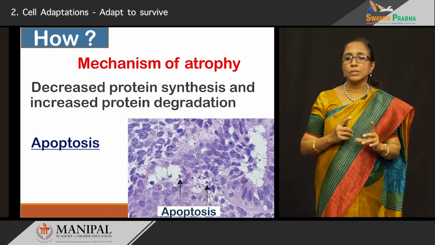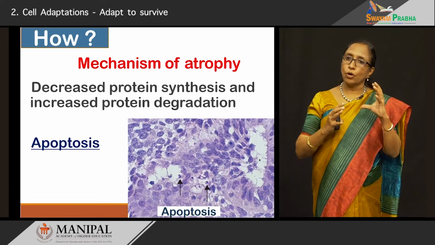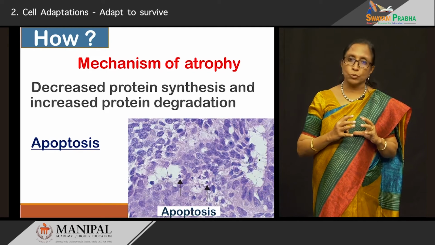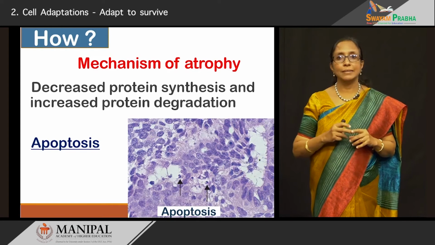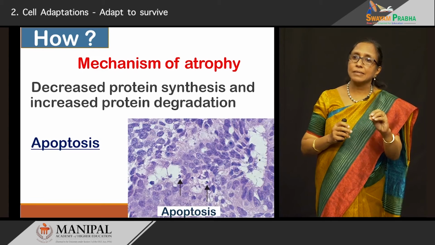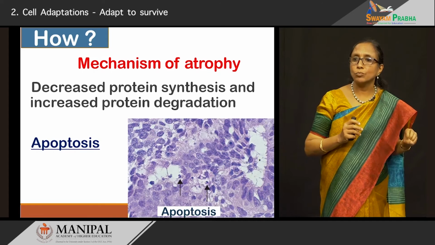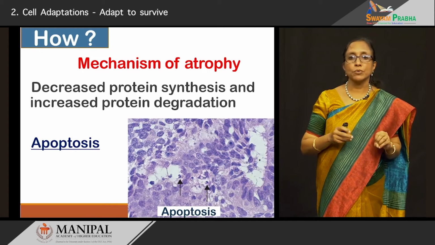Another very important mechanism whereby the cells decrease in size or the organ undergoes atrophy is by the process of apoptosis. Apoptosis is programmed cell death. It is a form of cell death where the selected cells which have to die are selected, and the cells are removed or destroyed or killed. So, that is an important process where atrophy occurs.